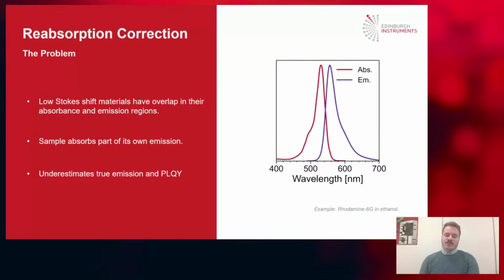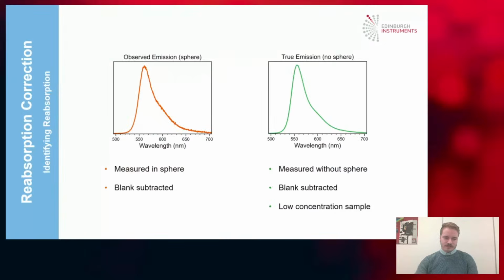This is particularly problematic when using an integrating sphere because the emission is harvested in the sphere and reflected multiple times, which means it can be re-exposed to the sample. This leads to an underestimation of the true emission spectrum, and therefore an underestimation of the quantum yield.